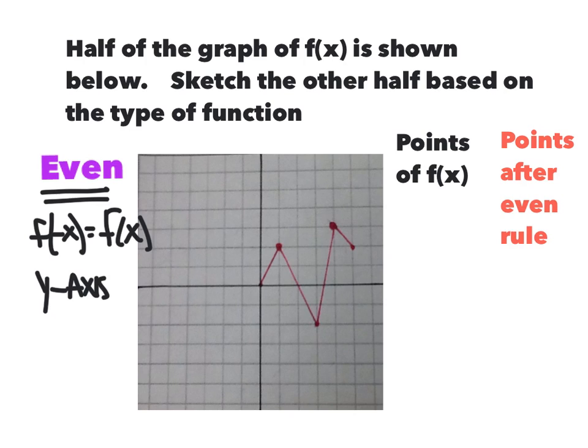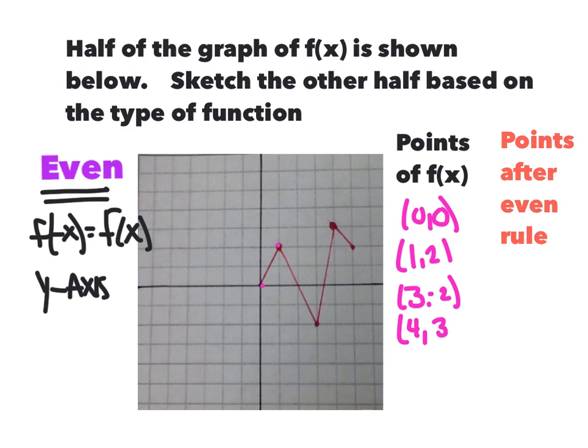Okay, so this is pretty simple. Basically, we're just going to take our points and we're going to apply the rule to them. So let's start with this point here, the origin, 0, 0. And we'll just write them all out. We've got the point up here, 1, 2. And then 3, negative 2. And let's see, 4, 3. And then 5, 2. Okay, so just go ahead and list your points out.